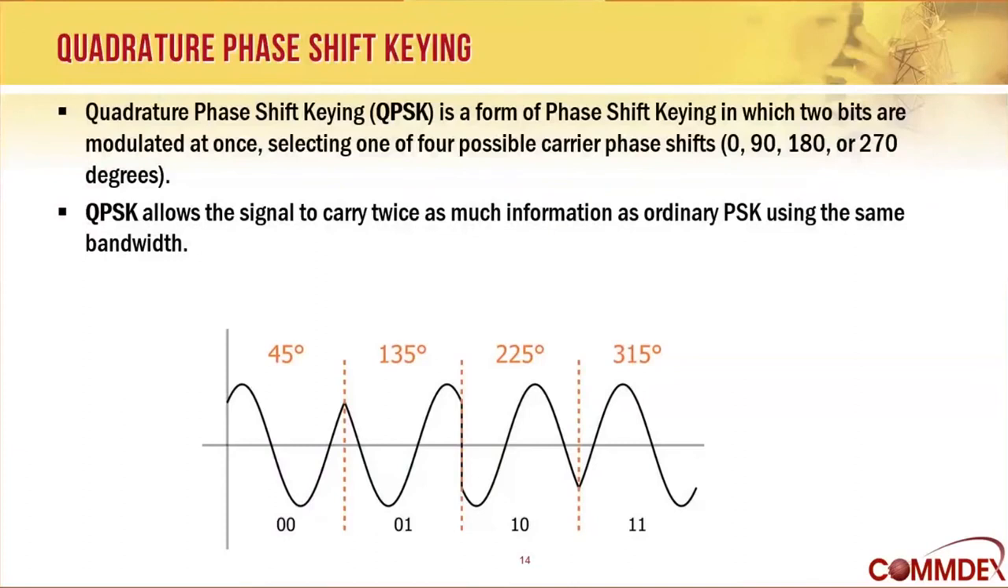So quadrature, the word quadrature means 4. So quadrature phase shift keying means that we have 4 different phase shifts that we can go to. We can do a 45-degree shift, a 135-degree shift, a 225-degree shift, or a 315-degree shift. It's similar to C4FM in that it provides 4 different points, and 4 points means we can carry 2 bits per symbol.